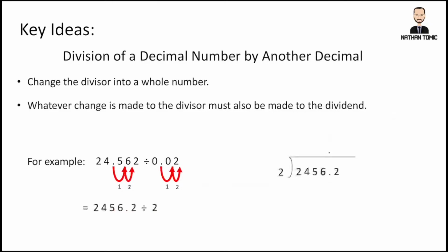So 2 into 2, of course, goes once. 2 into 4 goes twice. 2 into 5 goes 2 times, carrying 1 across. 2 into 16 goes 8 times, and then 2 into 2 goes once. So we end up with our final answer of 1228.1.